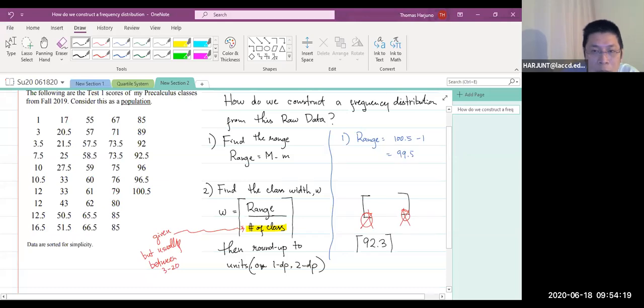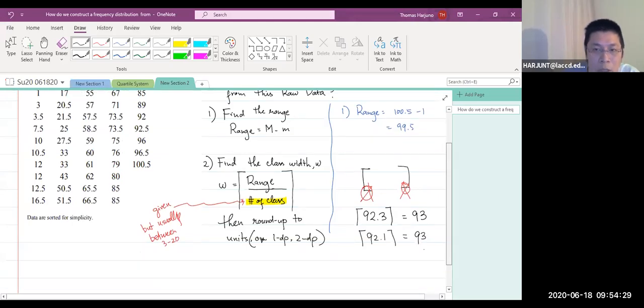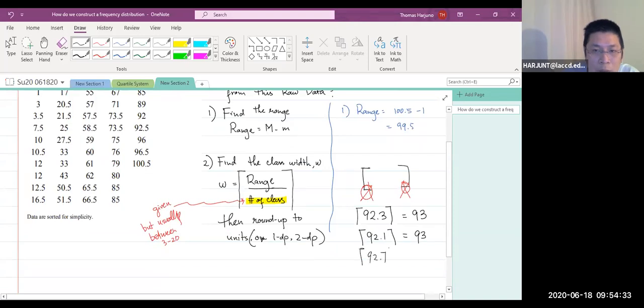So suppose for example, we have 92.3. This will be 93. 92.1 still becomes 93. 92.7 still 93. Not regular rounding. If we do regular rounding, 92.3 becomes 92, 92.1 becomes 92, 92.7 becomes 93. But if we do ceiling, the round up, 92.3 becomes 93, 92.1 becomes 93, 92.7 becomes 93. Basically, you round it up.